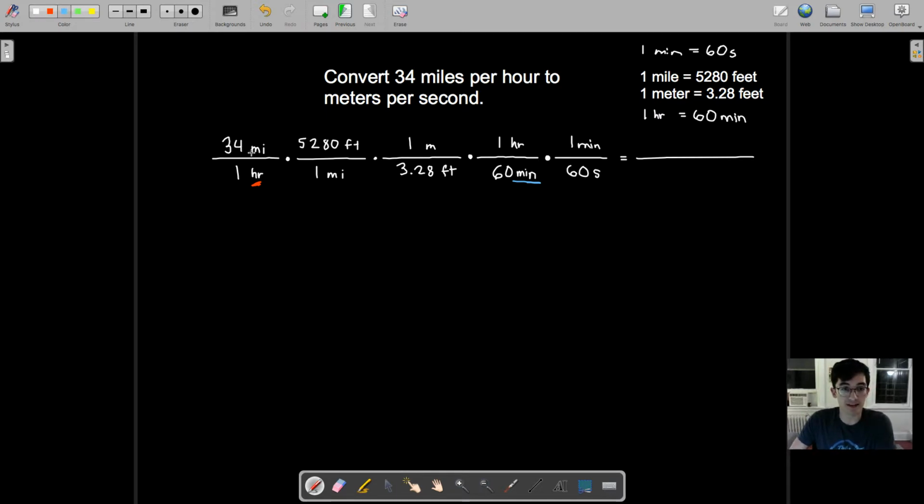I got miles on the top, miles on the bottom, cancels. I got feet on the top, feet on the bottom, cancels. I got hours on the bottom, hours on the top, that cancels. Finally, I have minutes on the bottom, minutes on the top, that cancels. So all I'm left with on the top here is this meter, and all I'm left with on the bottom is this second, which is going to give us meters per second. So we're looking like we're in good shape. All right. We're going to have meters on the top because that's our only unit, and we're going to have seconds on the bottom because that's our only unit.